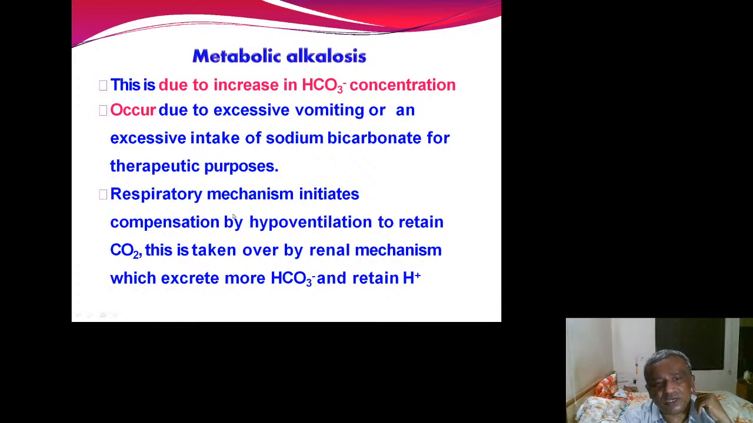The respiratory mechanism initiates compensation. There is suppression of the respiratory center so that the CO2 is retained and carbonic acid is retained, so that the normal pH is achieved. Then there is a renal mechanism which excretes more bicarbonate and retains hydrogen. We saw all the renal mechanisms, how the hydrogen is lost and bicarb is retained. In this condition, whenever there is metabolic alkalosis, this process is reversed so that more bicarb is lost and there is retention of hydrogen ion.